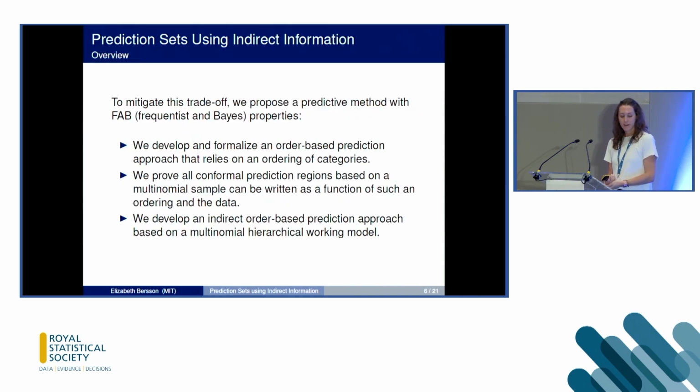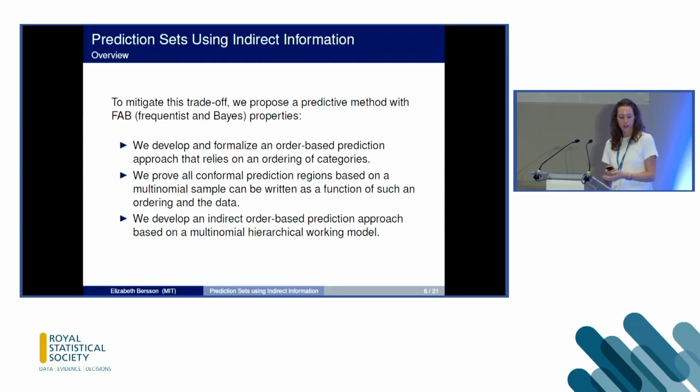So we propose a method to mitigate this trade-off. Our method has, we say, frequentist and Bayesian properties. Specifically, I'll propose a prediction method that constructs prediction sets using indirect information, and the prediction sets will maintain the specified frequentist coverage rate.